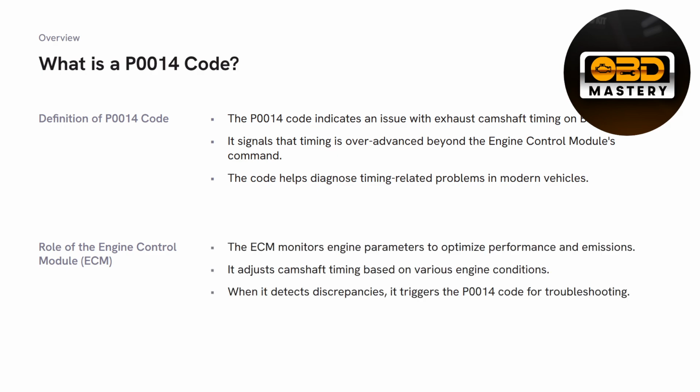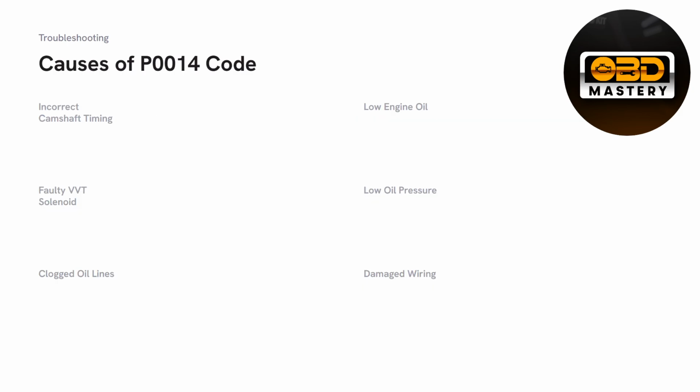Role of the engine control module. The ECM monitors engine parameters to optimize performance and emissions. It adjusts the camshaft timing based on various engine conditions. When it detects discrepancies, it triggers the P0014 code for troubleshooting.